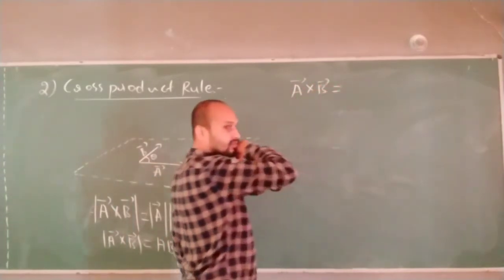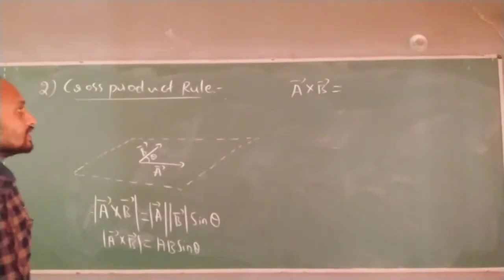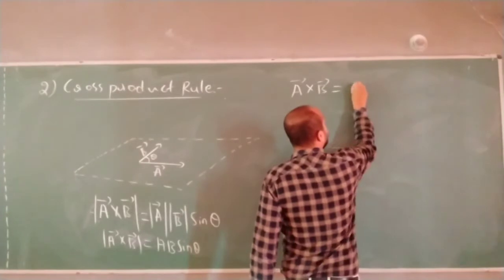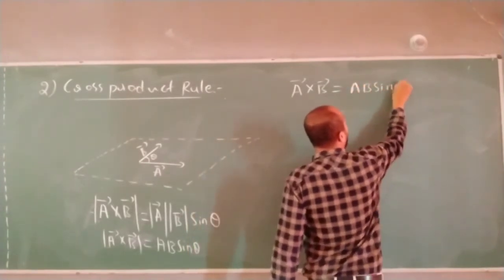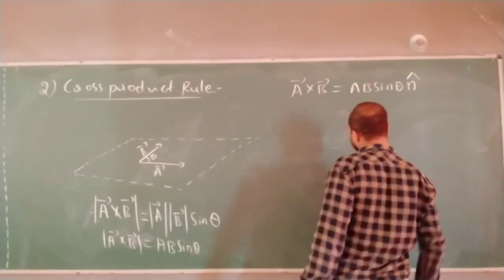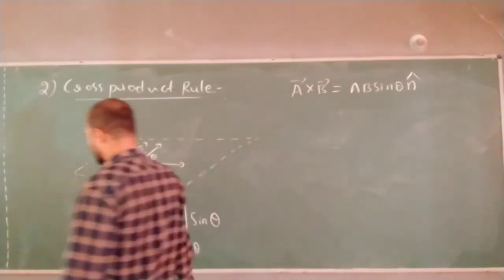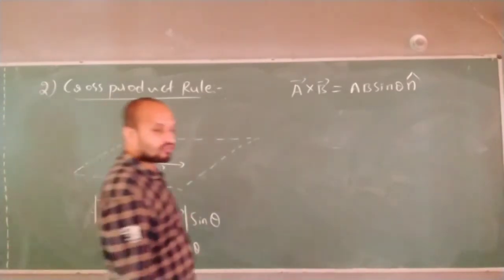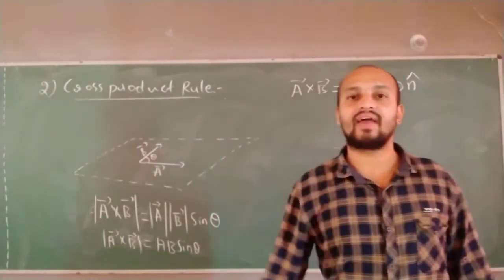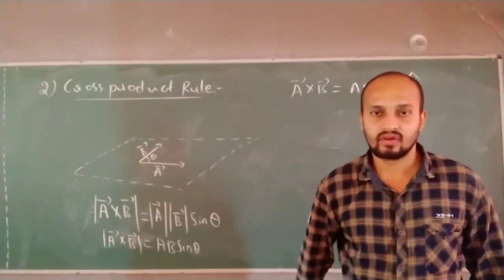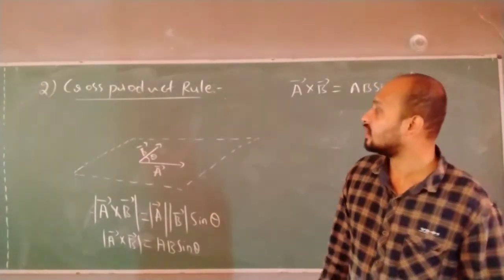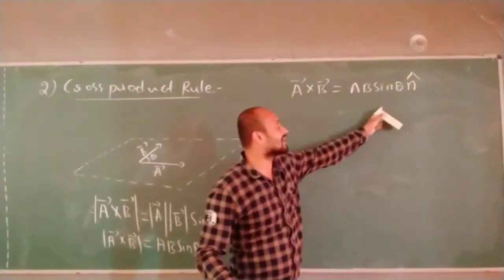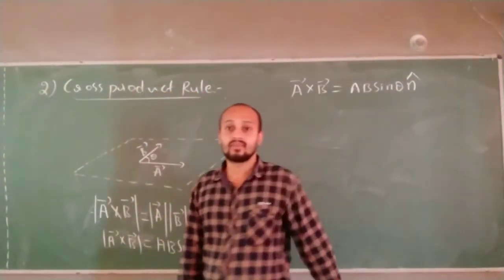The vector cross product of two vectors is given by AB sin theta, which is the magnitude, and n cap, which is the direction. This is the formula, this is the rule. What is that rule? The cross product of two vectors will give you a vector. In the vector chapter, the rule is that the cross product of two vectors gives you another vector which has direction n cap.